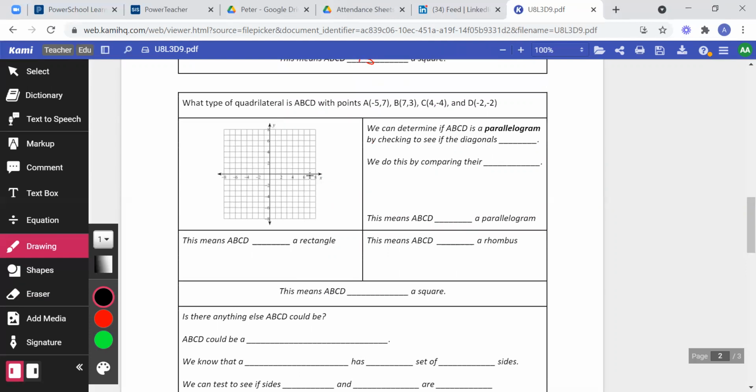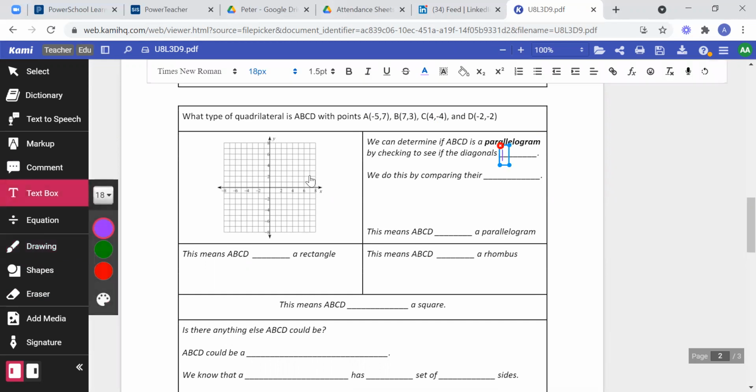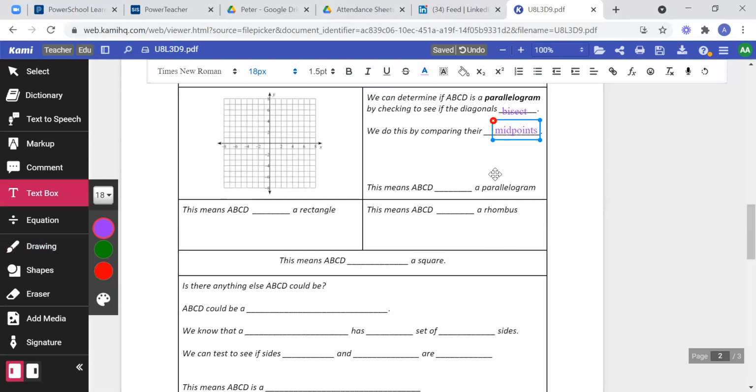And this one too is the same thing. You're going to do the same thing again. Make sure you plot all these A, B, C, D on this coordinate plane. To show that it's a parallelogram, you first need to say the diagonals bisect. To show that the diagonals bisect, you need to find the midpoints. If the midpoints are equal, then they bisect.